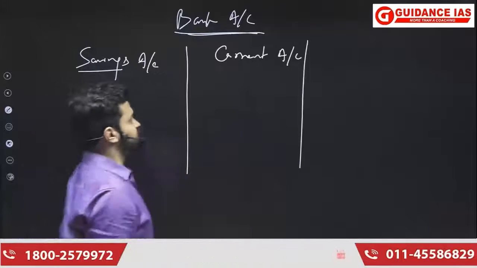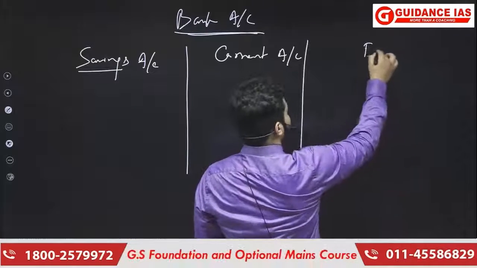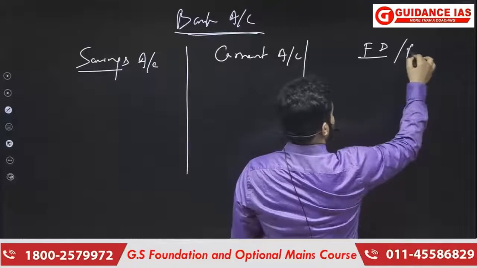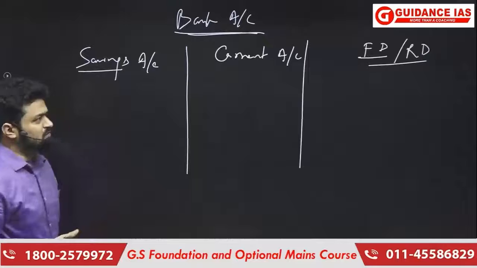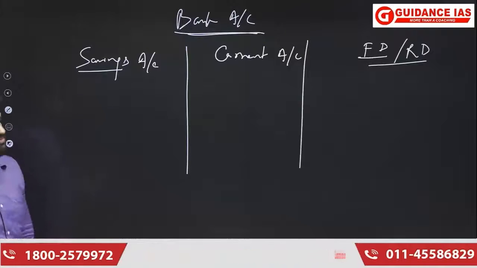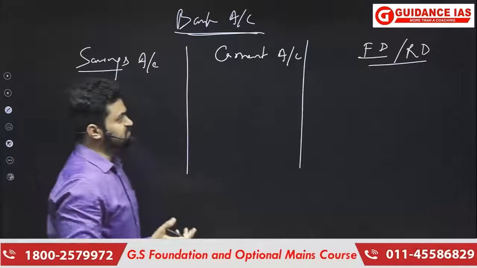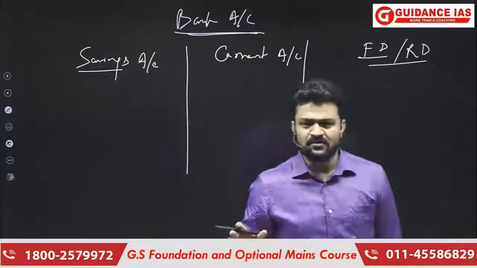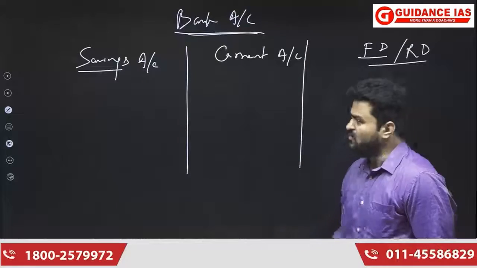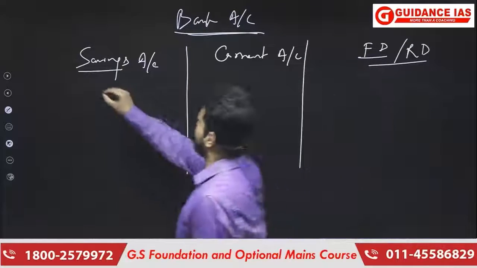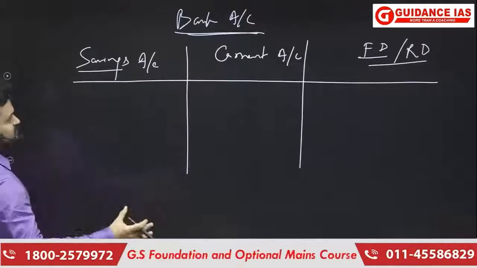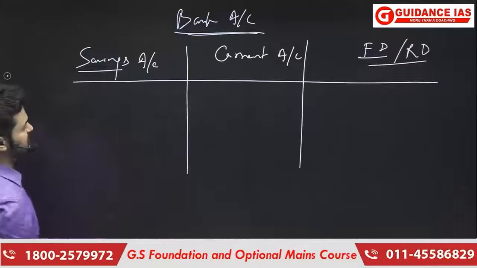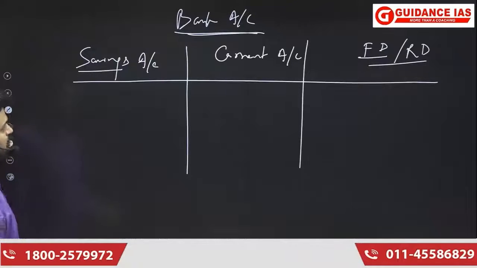Then you have fixed deposit account, and then recurring deposit account. So these are the three or four kinds of accounts that you have. You may say that there is a demat account, but that is not a bank account, that is a trading account. So these are three kinds of accounts, just for your revision, because this topic is related to the topic of monetary aggregates.